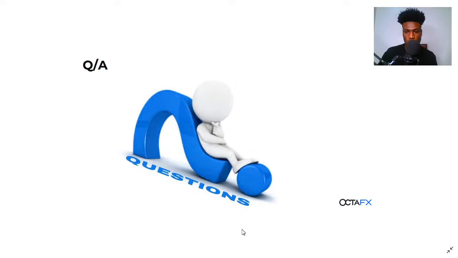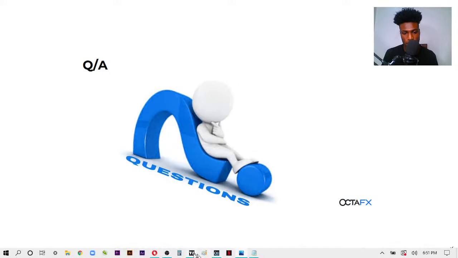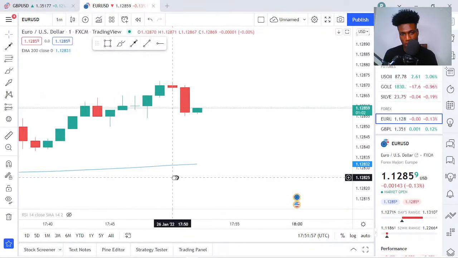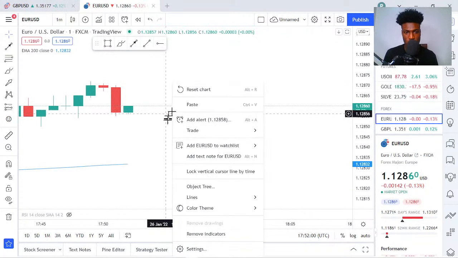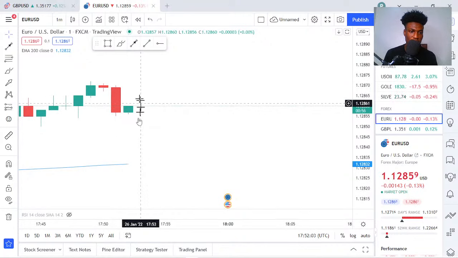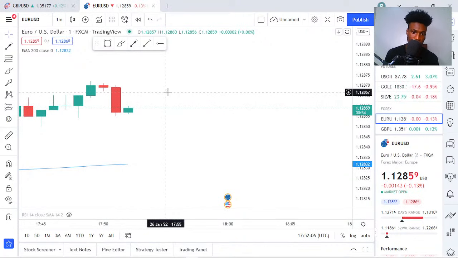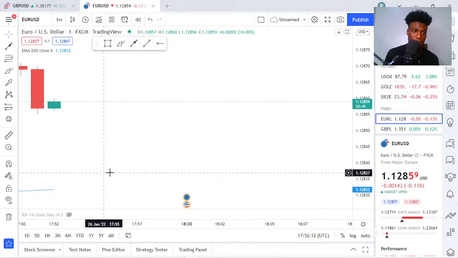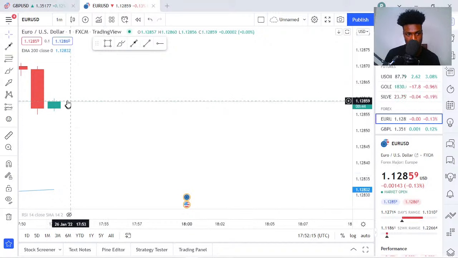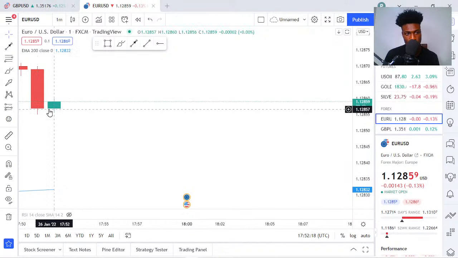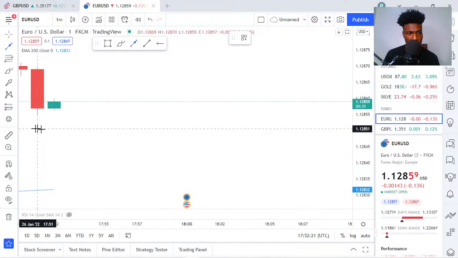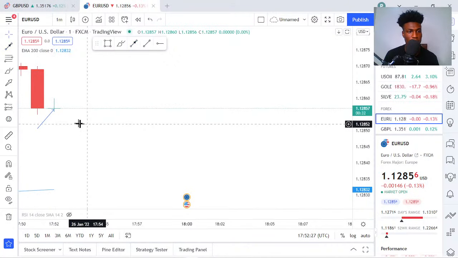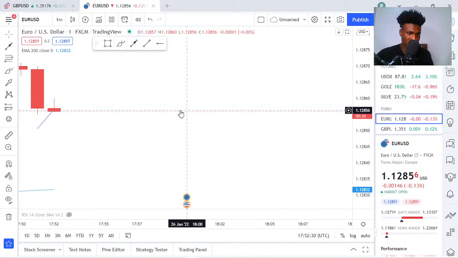How can the wick tell you about a trade? Let's read this candlestick that is just forming right now. Let me zoom in a little bit. This candlestick is bullish because the price is above the opening point. It's bullish because price opened here, and now it's bearish because the sellers have taken over.